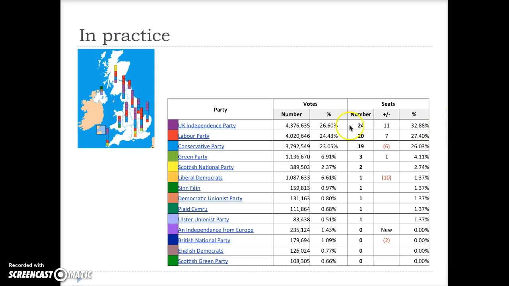But the key thing to work out here is this. This is the number of seats they got representing us in Europe. So 24 seats, 32% of the vote. And immediately it's obvious that this is okay. It's not perfect. 26% of the vote, 32% of the seats, 24%, 27%. It's not pure proportionality, but it's a damn sight closer than anything you're going to get with first past the post.